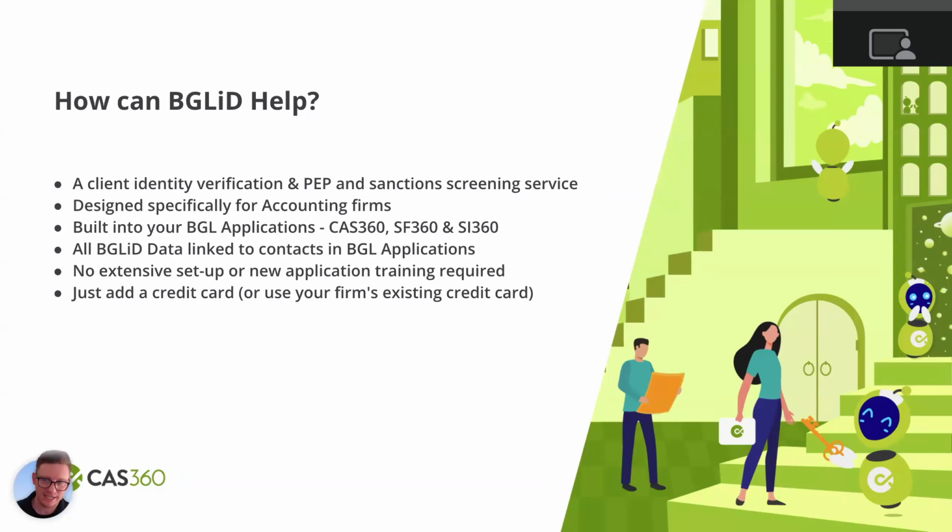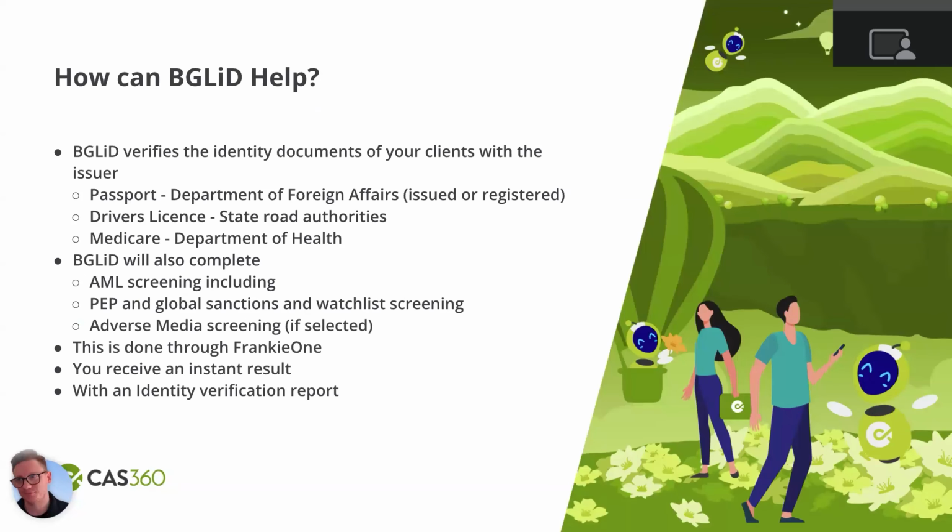All BGLiD data is linked to the contact in the BGL application. So if you have a director of a company, for example, and you run BGLiD screening on them, that ID screening is linked to their contact record. There's no extensive setup or new application training. It's built into your applications, and you just need to use a credit card or an existing credit account to start using it. I'll talk a little bit about how BGLiD helps with meeting those requirements, because that's what we've built it for.